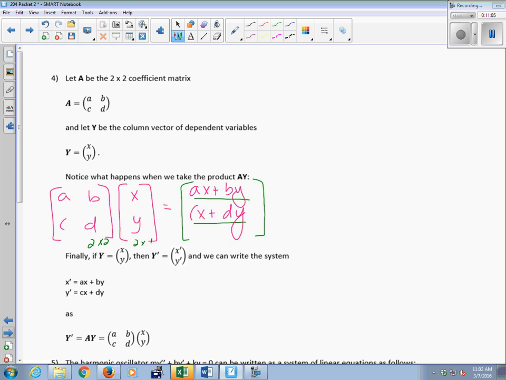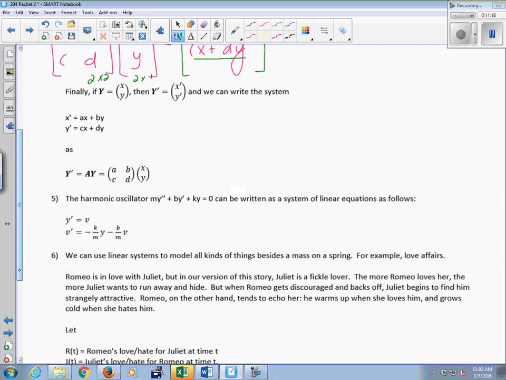And then if this bold y is a vector of x, y, your dependent variables, then bold y prime is just x prime, y prime. So we can finally write this system as y prime equals A times y, where A is the coefficient matrix and y is the vector x, y. So we're going to be doing lots of practice of going back and forth, writing these things as two equations versus a matrix equation.